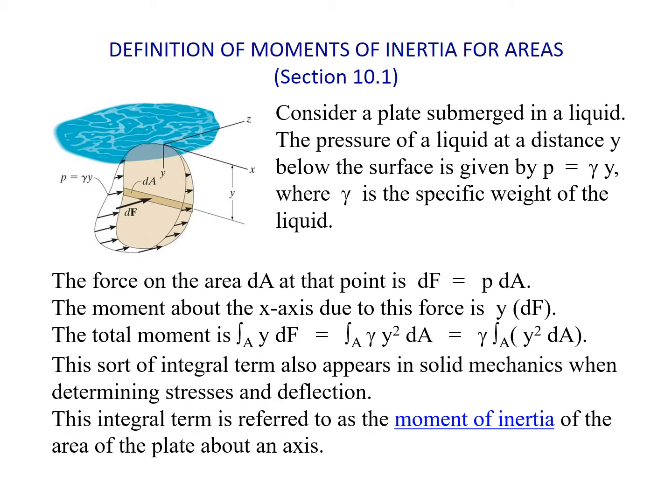This sort of integral term also appears in solid mechanics when determining stresses and deflections. The integral term is referred to as the moment of inertia of the area of the plate about an axis, and in this application it would influence if you wanted to design an effective paddle for a canoe. It would show you how the shape of that paddle would influence its efficacy in providing forward momentum for a canoe. But we'll more typically be looking at these applications in terms of designing a beam to have the type of deflection properties that we need.